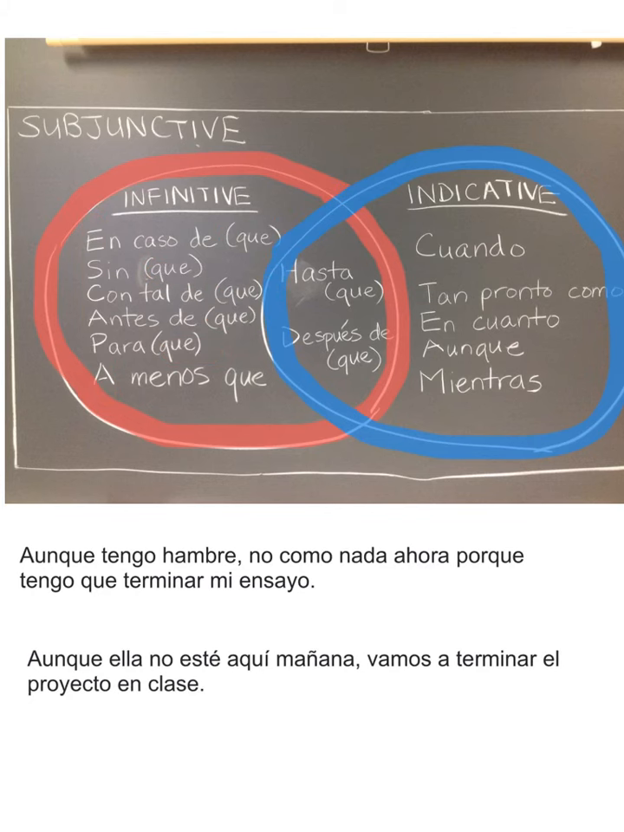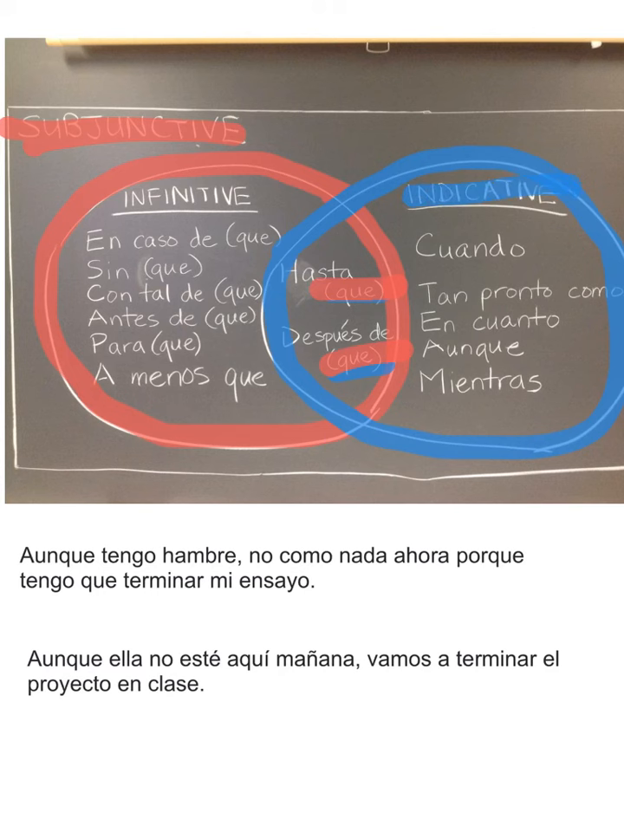Now let's look at the center part, the overlapping part, and we have HD. So H is for hasta que, and D is for después de que. Hasta que means until, después de que means after. So these two expressions are both in the indicative and the infinitive circles. That means that if there is a que, you're going to use either the subjunctive or the indicative.